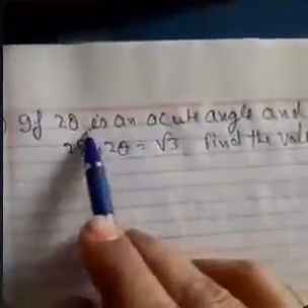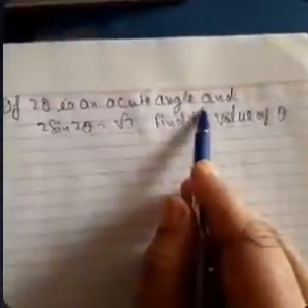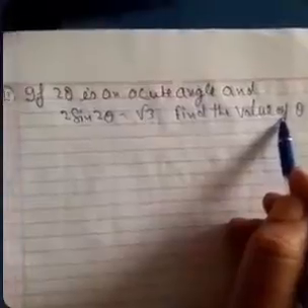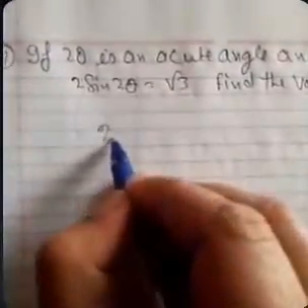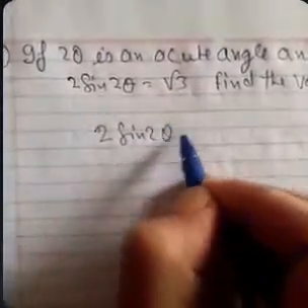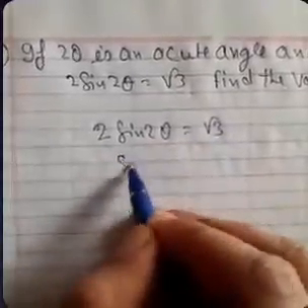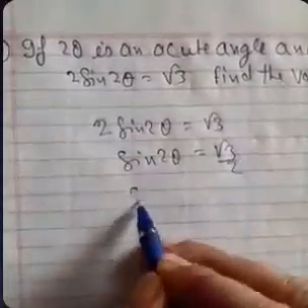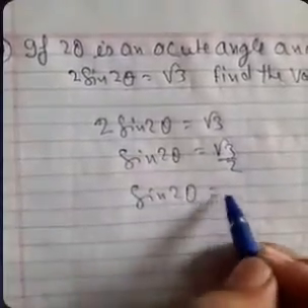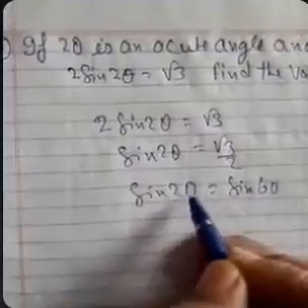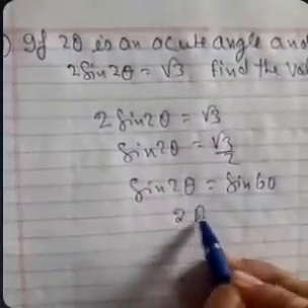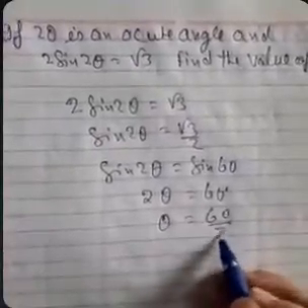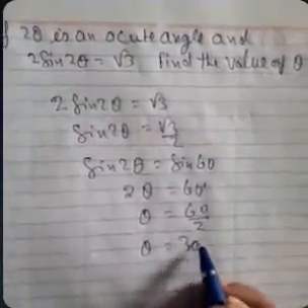Question number 11. If 2 theta is an acute angle and 2 sin 2 theta is equal to root 3, find the value of theta. Look at here, given 2 sin 2 theta is equal to root 3. Now sin 2 theta is equal to root 3 upon 2. The value root 3 upon 2 in terms of sin is sin 60 degree. Now 2 theta is equal to 60 degree. Theta is equal to 60 upon 2, which is 30 degree. Answer.